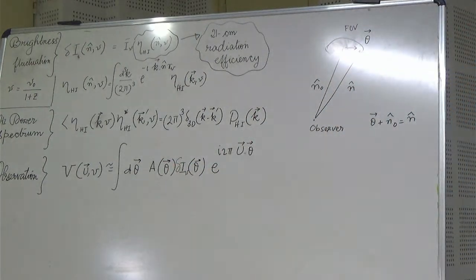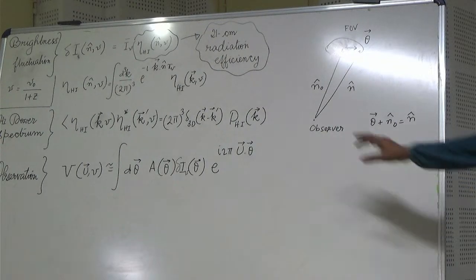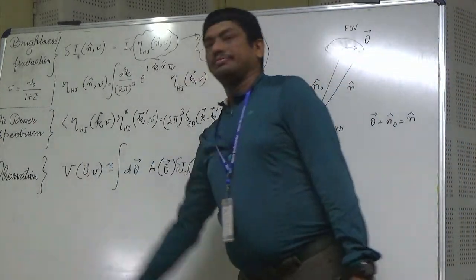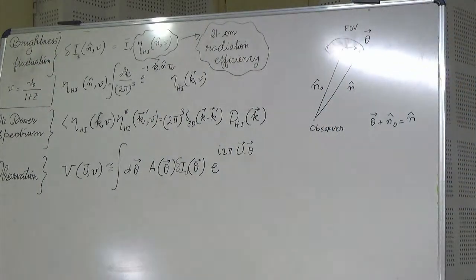Okay. So we'll start from there, and we'll work out how we can express the H1 power spectrum in terms of V. Once we do that, then we can ask the question, maybe later today or tomorrow, of how one can observe the visibility. That is the main goal of this set of lectures. Okay. So let us start.